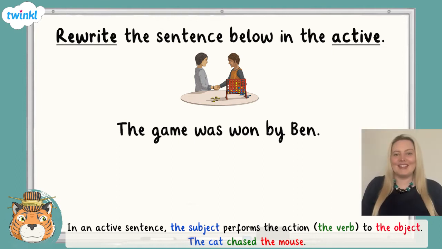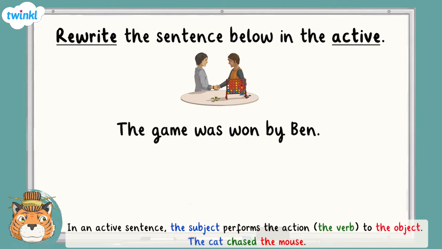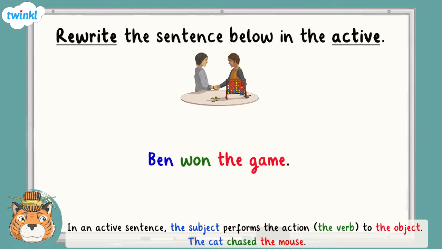What do you think? Remember that in an active sentence, the subject will be the one doing the action. Let's take a look at the answer. The active version of this sentence would be, Ben won the game. The subject, Ben, is the one who's performing the verb, won. Well done if you got that one right.